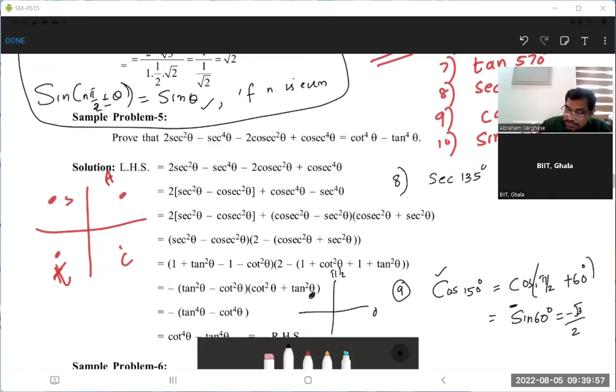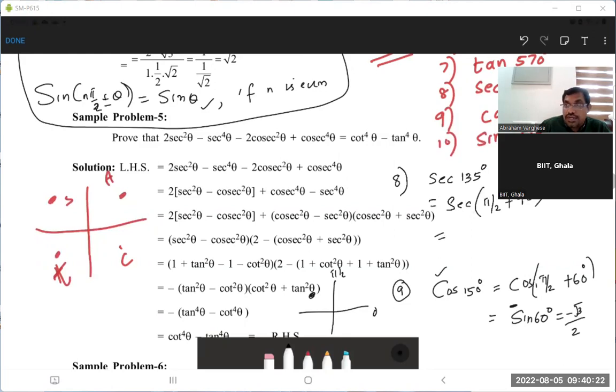Sec 135 degree. How to write this? 90 plus 45, or 180 minus 45. That means 1 into pi by 2 plus 45 degree.